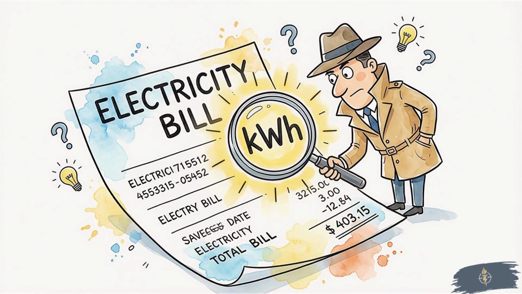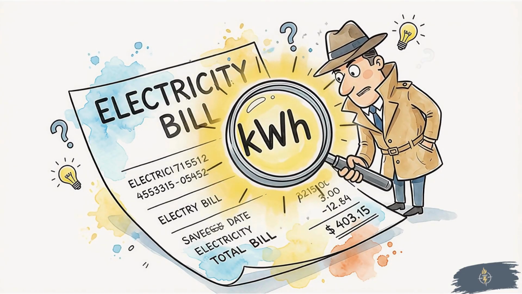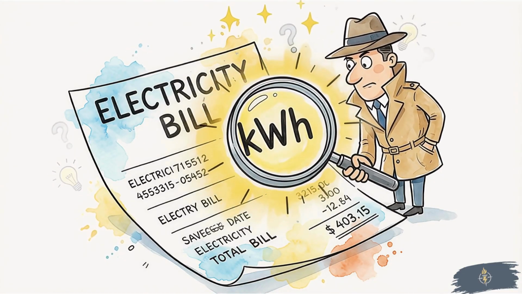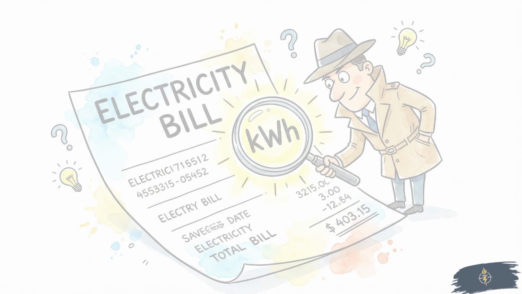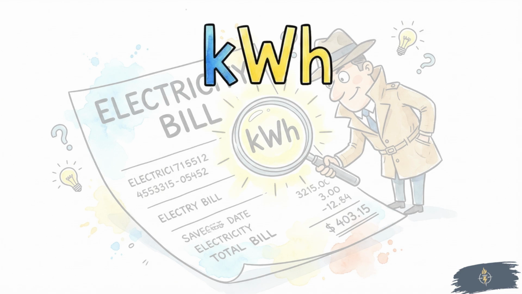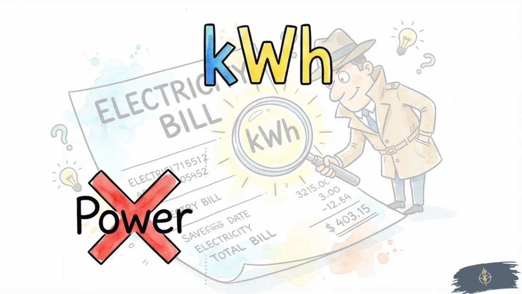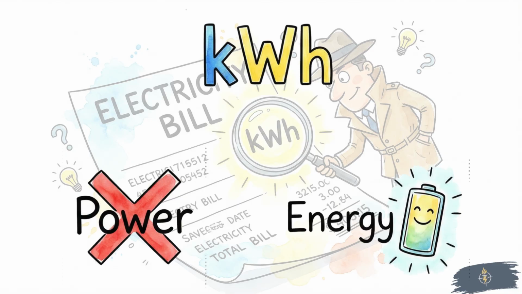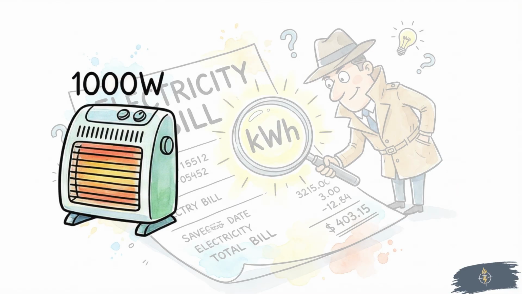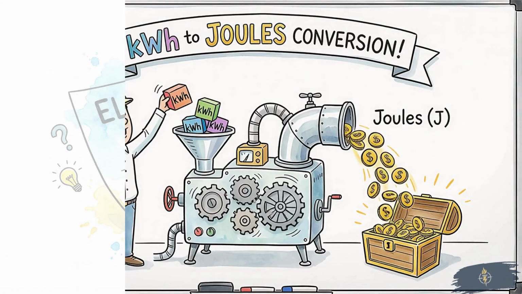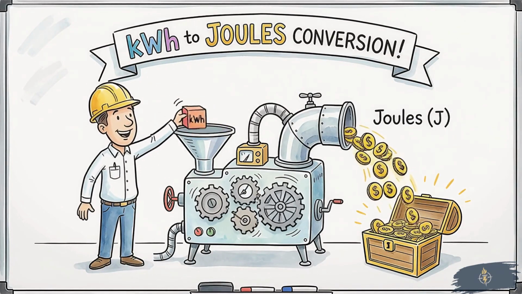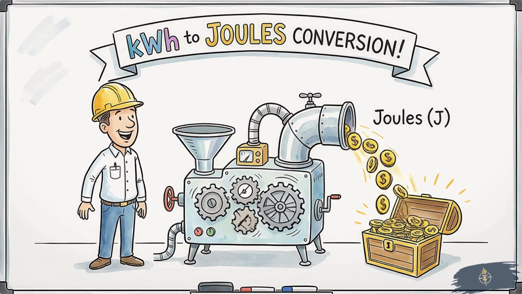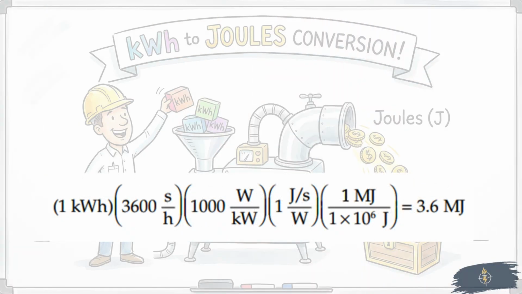Now let's solve one of the most common mysteries in daily life, your electricity bill. On it, you always see kWh, kilowatt hour. What is that? A kilowatt hour is not power, it is energy. It simply means using 1,000 watts for 1 hour. But engineers prefer to convert everything into joules when doing calculations. Here's the key conversion. 1 kilowatt hour equals 3.6 megajoules.